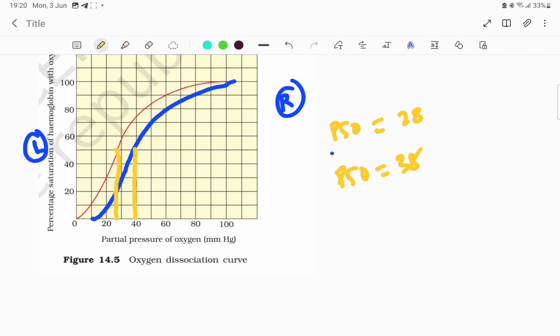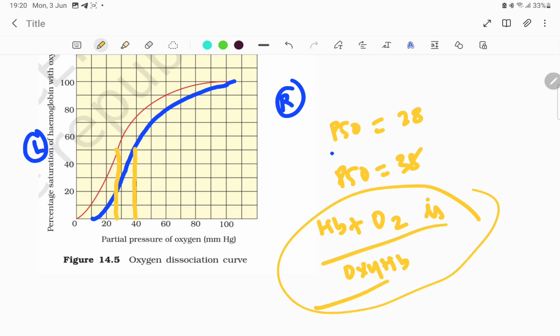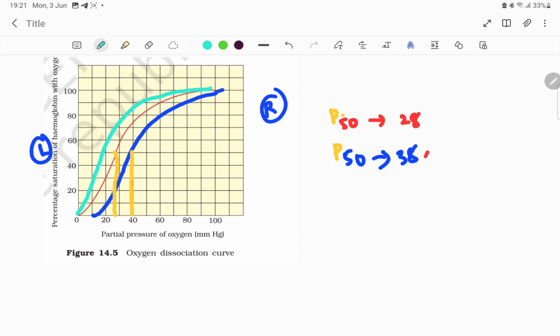Whenever the curve is shifted to the right side, hemoglobin binding with oxygen will get more and more difficult. So the formation of oxyhemoglobin is affected whenever the curve is shifted to the right side. This is very, very important. Now I drew another curve on the left side of the original curve. Now compare this diagram and tell me, among these three, which is more efficient in binding of hemoglobin with oxygen?